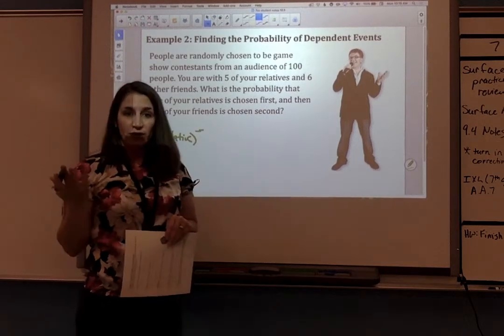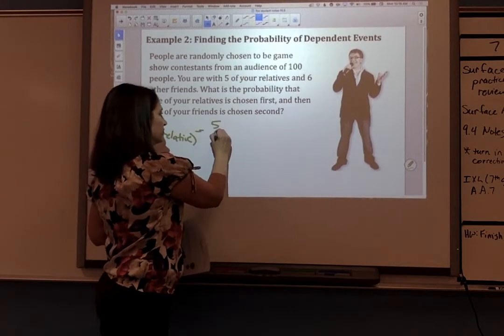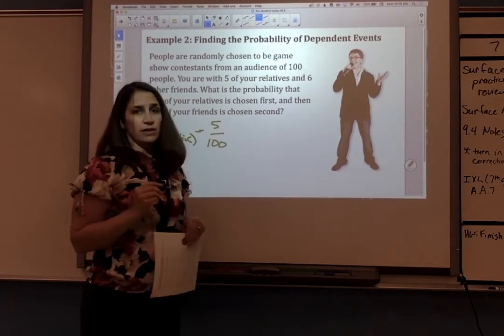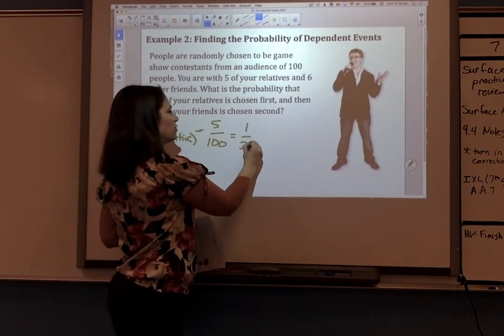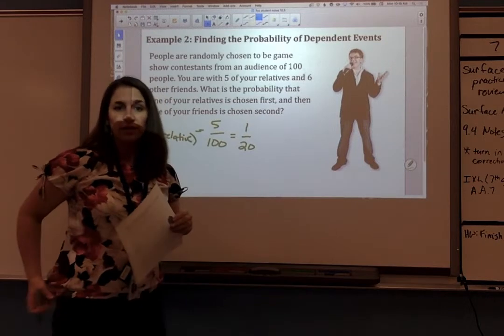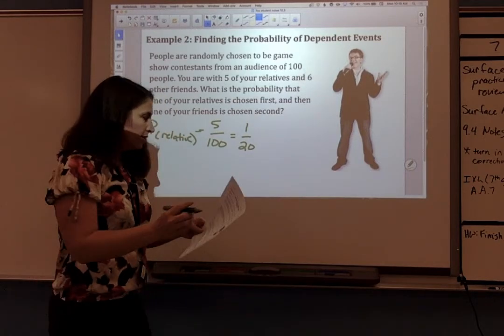Okay, so let's find the probability of your relative being chosen. Well, you have 5 relatives in the audience out of 100 total people in the audience. So we can simplify that to, there's a 1 out of 20 chance that one of your relatives is going to get chosen on the first try.